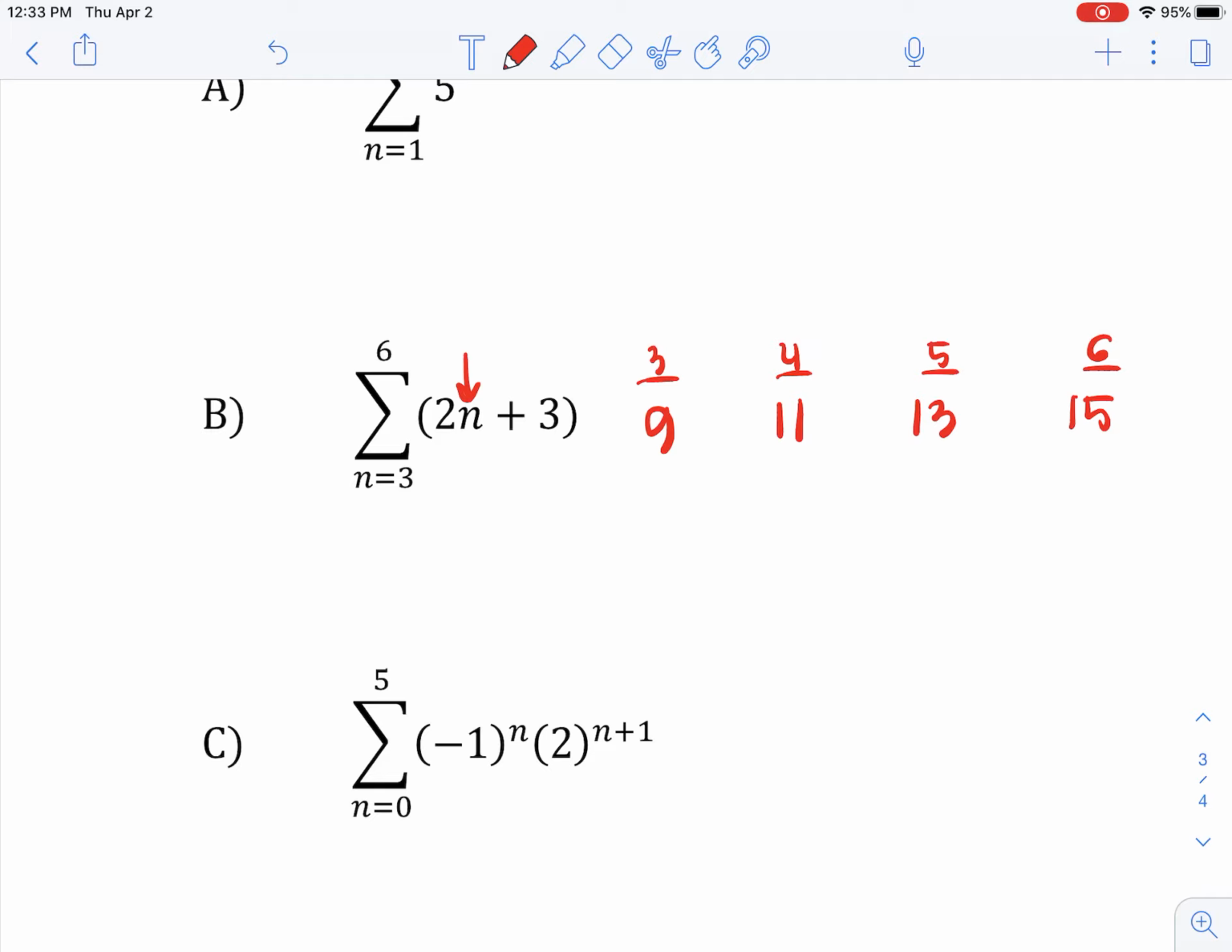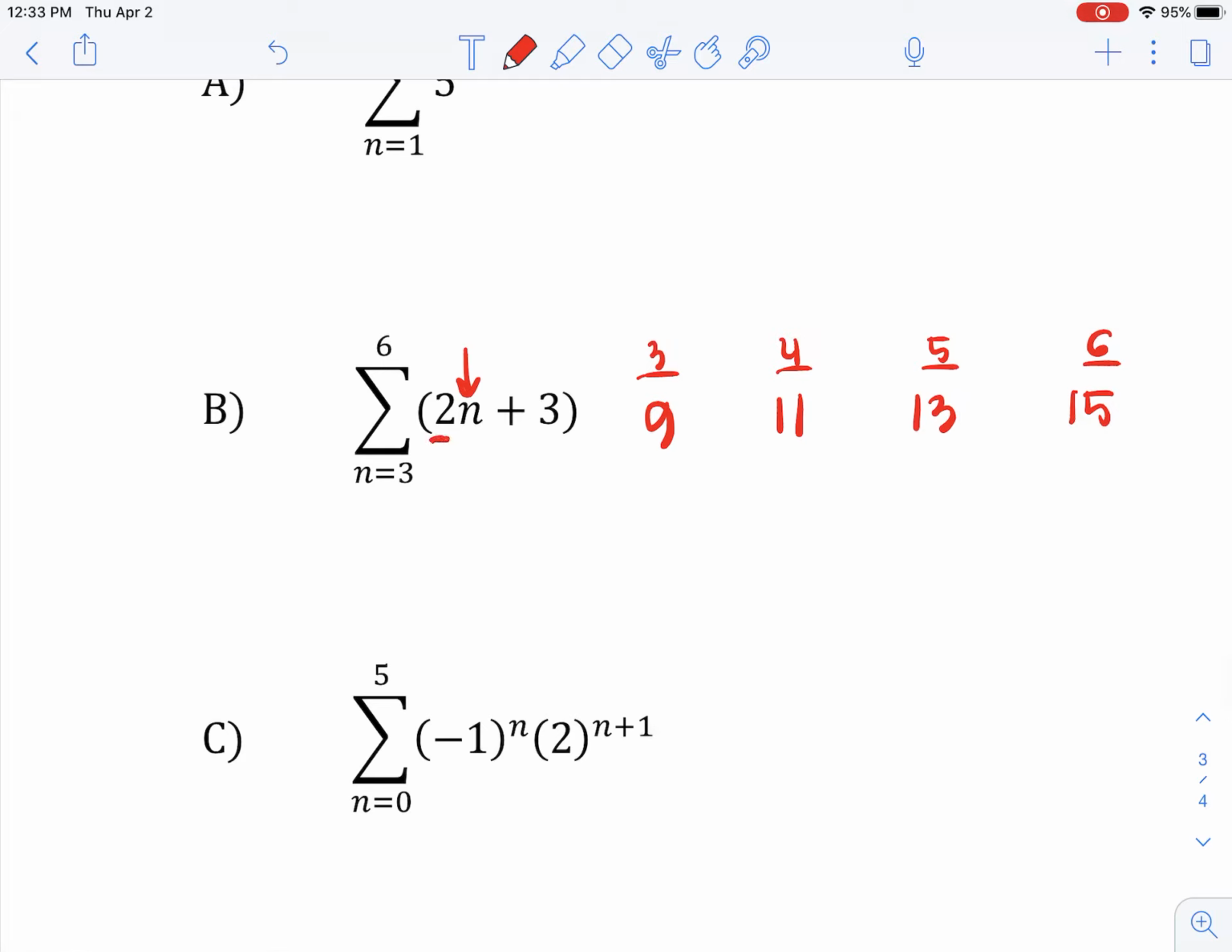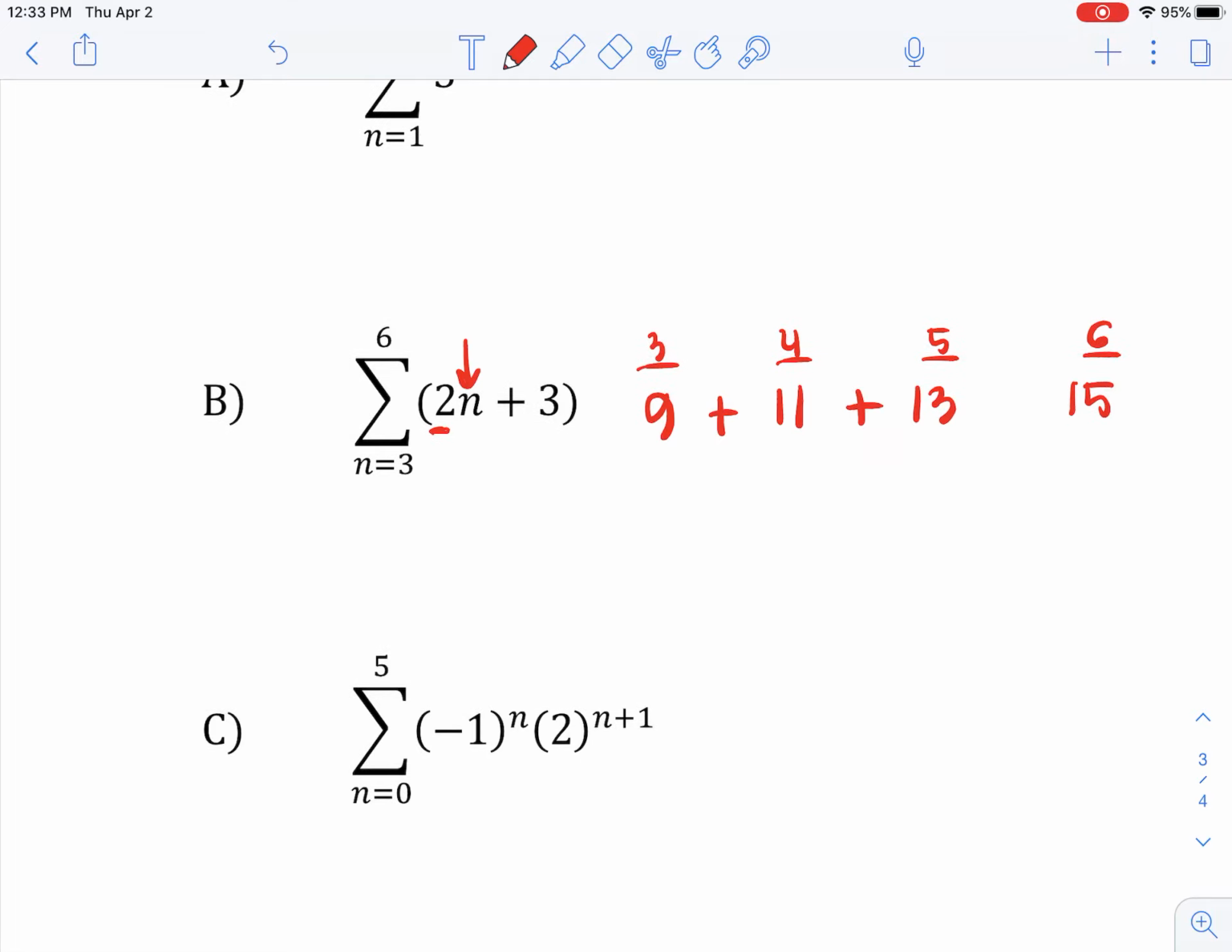Now, you could have kept going, but you can see that there's a multiplier of 2, so each number is increased by 2. All right, this is not your final answer because this is sigma notation. It's find the sum. Add these numbers together. 9 plus 11 is 20, plus 13 is 33, plus 15 is 48. So my answer is 48 here.